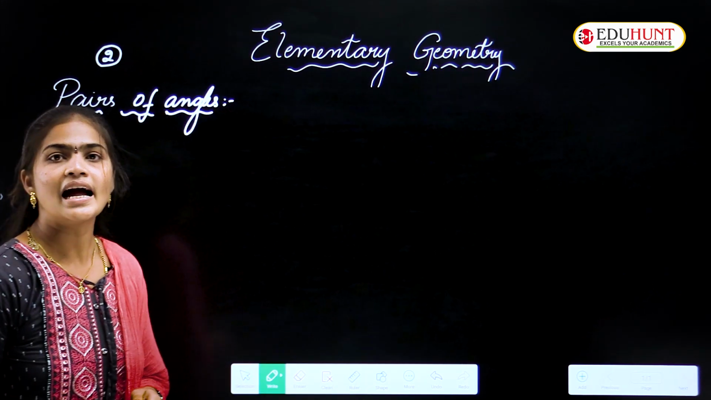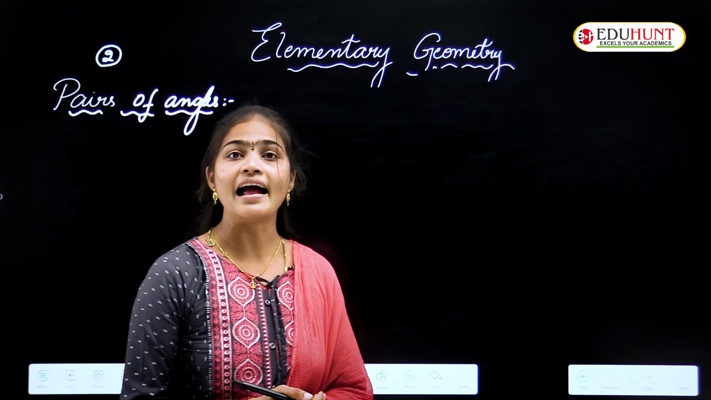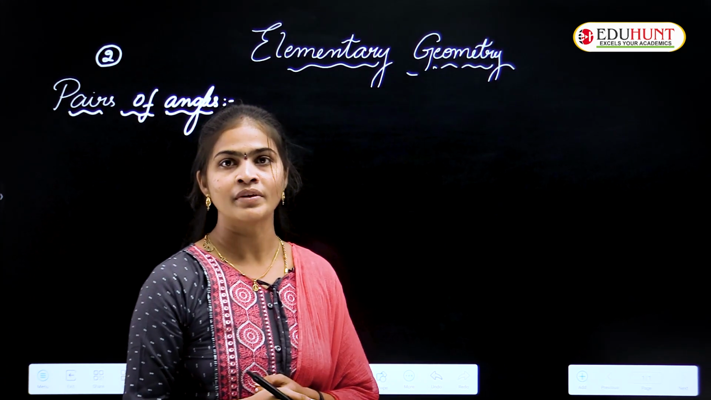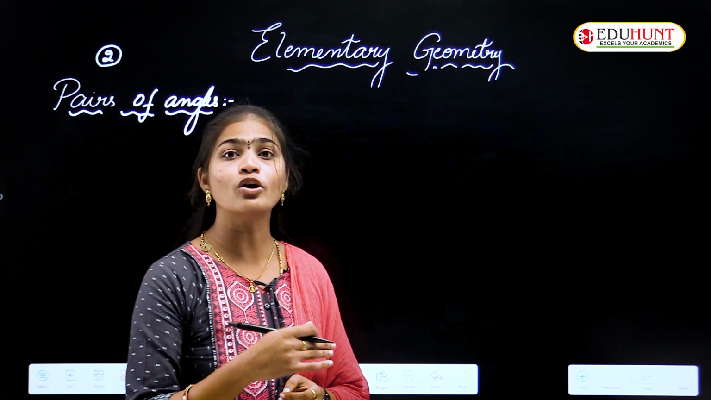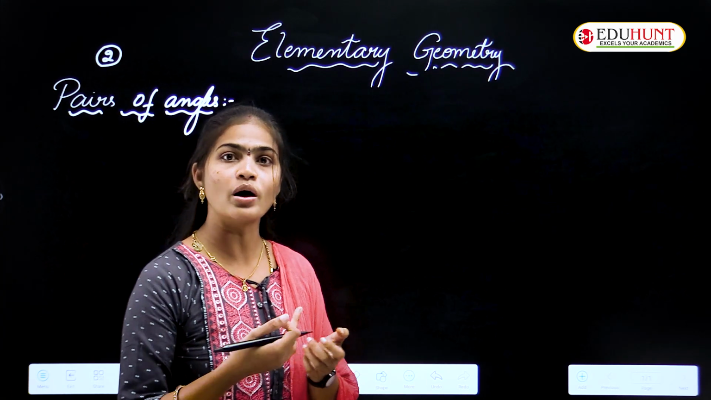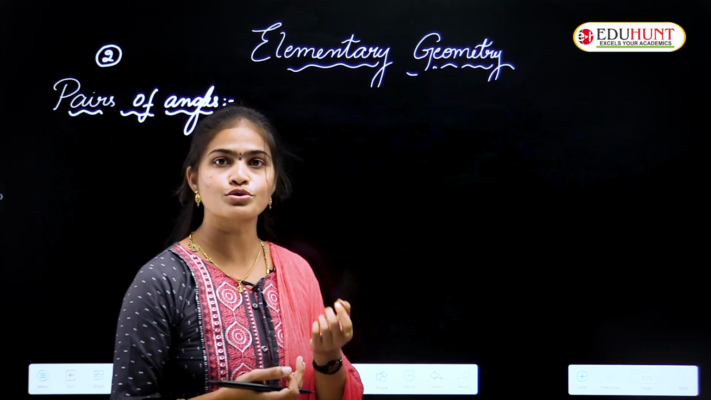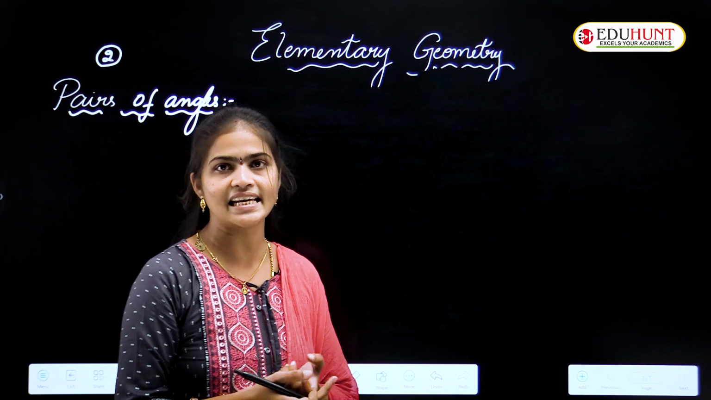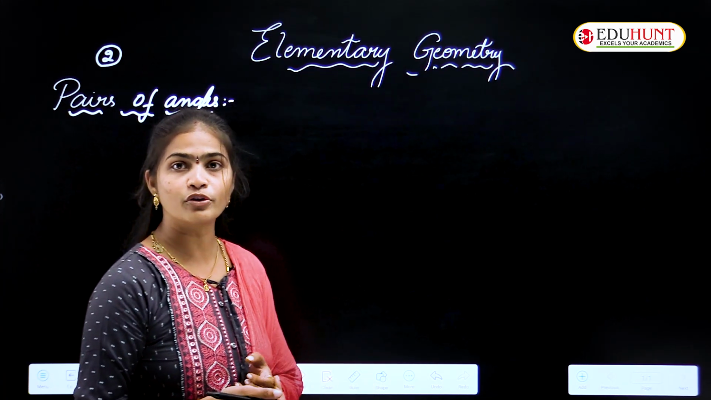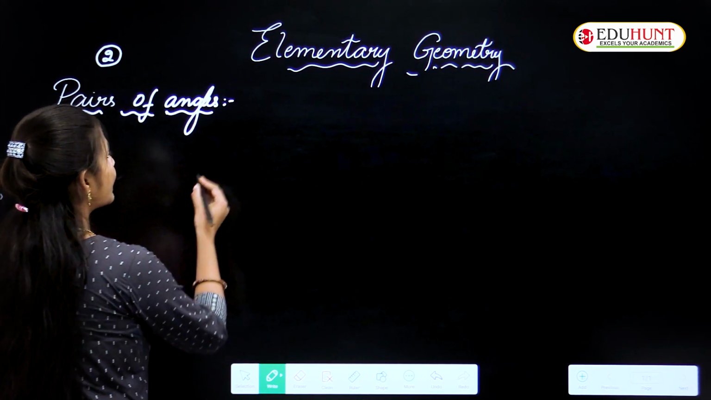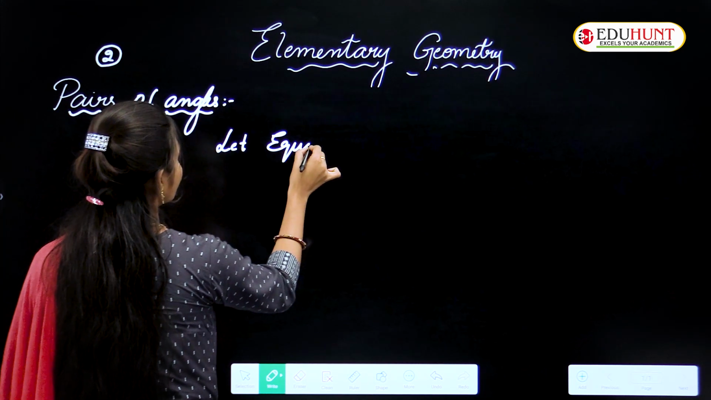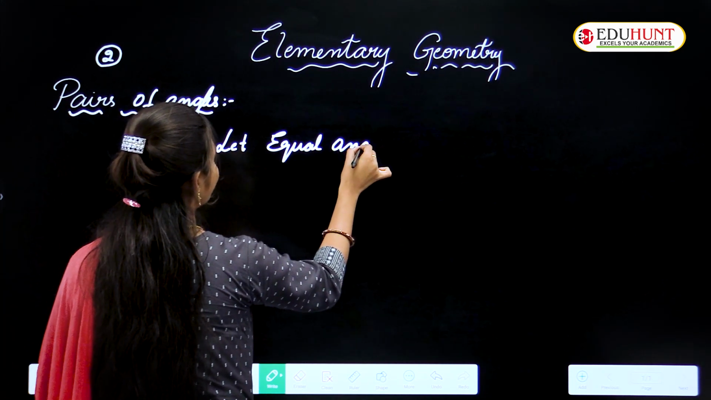Here I am going to ask you one question. What is that? The angles which are equal and complement to each other. Then what are those angles? Here they are saying those two angles are equal, and those two are complement to each other. So how to find that angle? Yes, let us take the equal angle, let the equal angle be x.